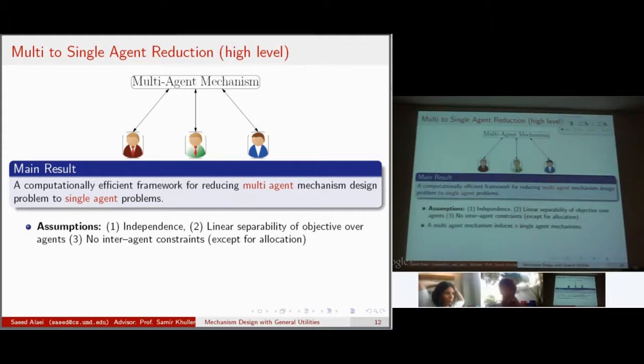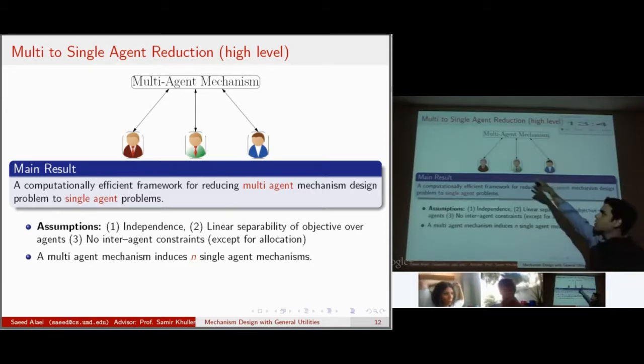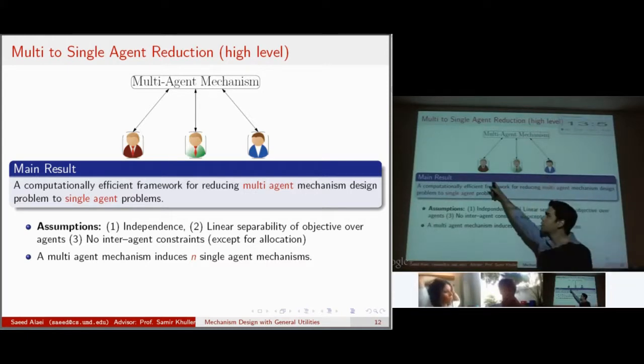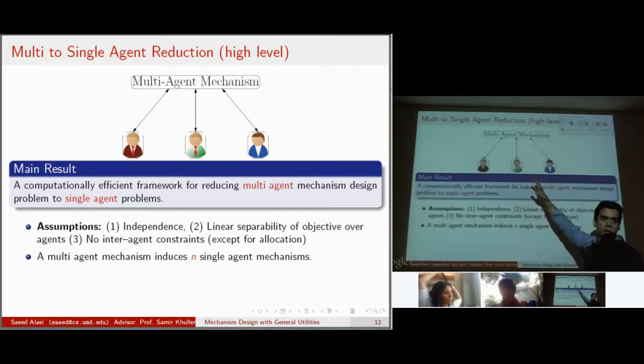Okay. So the idea is the following. If you have a multi-agent mechanism, it basically induces a single-agent mechanism on each agent, which you can get by simulating the others. If this is a 3-agent mechanism, and you simulate these 2 agents, then because their types are independent, this agent will not be able to tell whether the mechanism is actually being run by simulating the other 2 agents or whether there are actual other agents. So if you simulate these 2 agents, what you have is actually a single-agent mechanism, because the simulated agents are just part of the mechanism. This way you can convert every multi-agent mechanism to a single-agent mechanism.